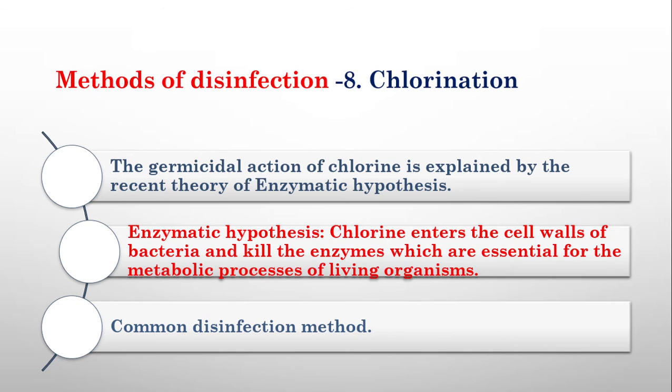Actually, the principle is that when chlorine is applied to water containing bacteria, the chlorine will enter into the cells of the particular disease causing bacteria, and it will kill the enzymes. There may be some enzymes in that bacteria, so it will kill all the enzymes which are essential for the metabolic processes of that particular bacteria. So what will happen? It cannot do any processes and it will die by itself. That is the process happening when we are adding chlorine to water, and it is a common disinfection method.